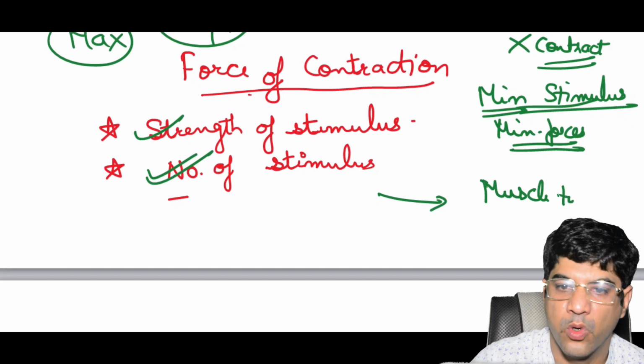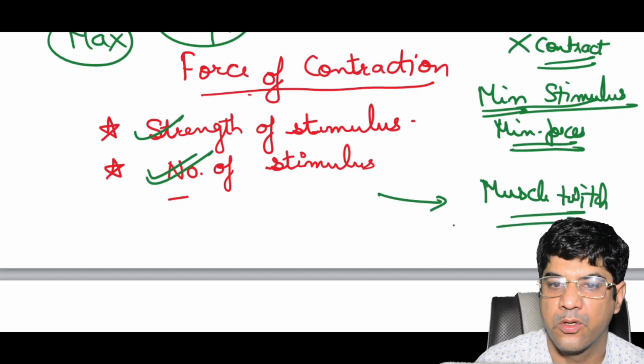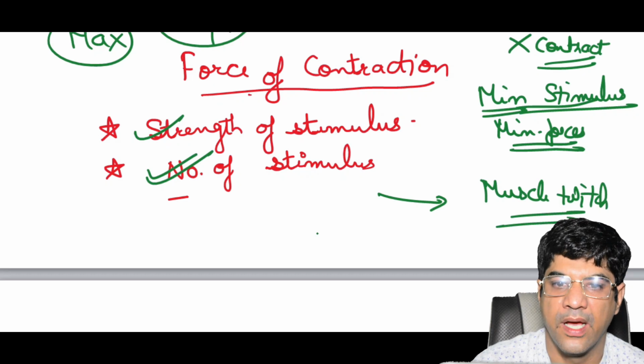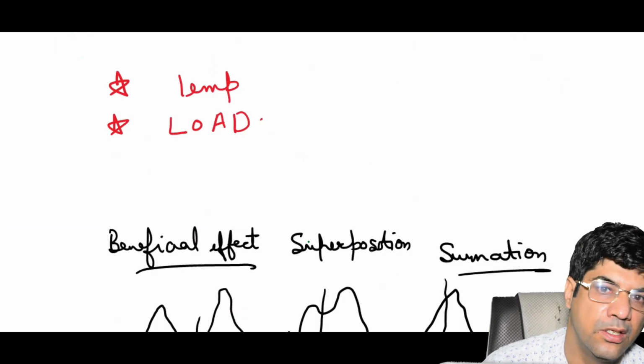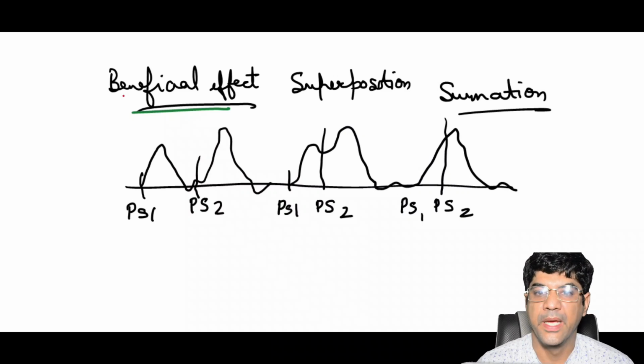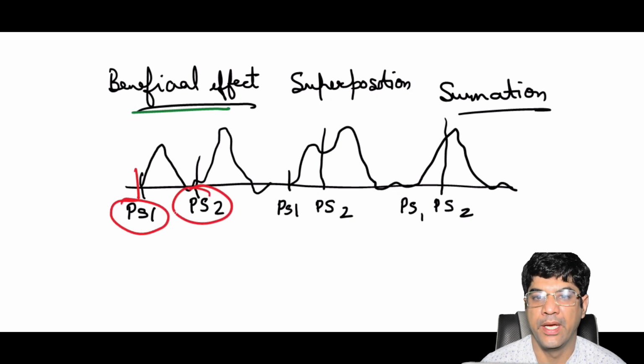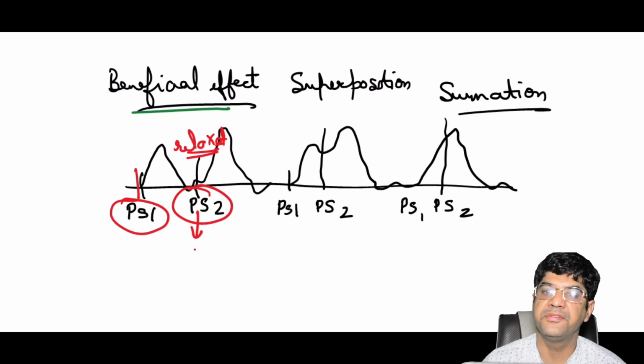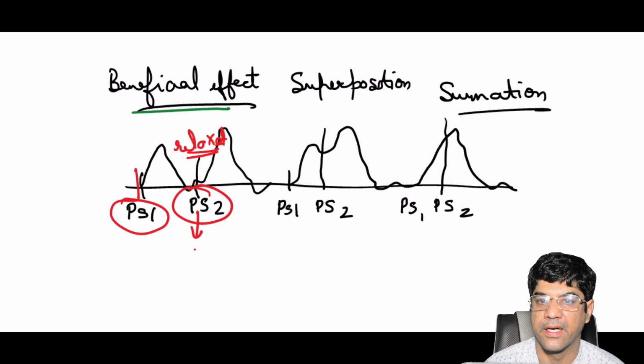And if two or more stimuli are applied, then it could have various effects. It could have a beneficial effect. So what is the beneficial effect? When you apply two quick stimuli to a muscle, the second one comes right after the first has relaxed. So the muscle's second contraction is stronger than the first. This stronger second contraction is called the beneficial effect.